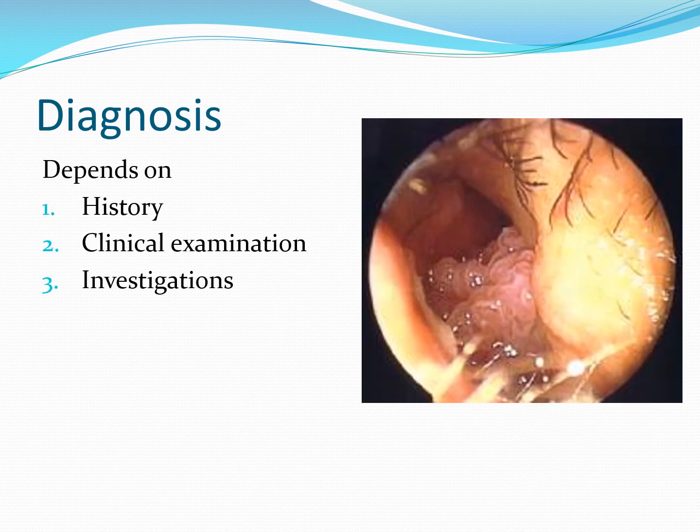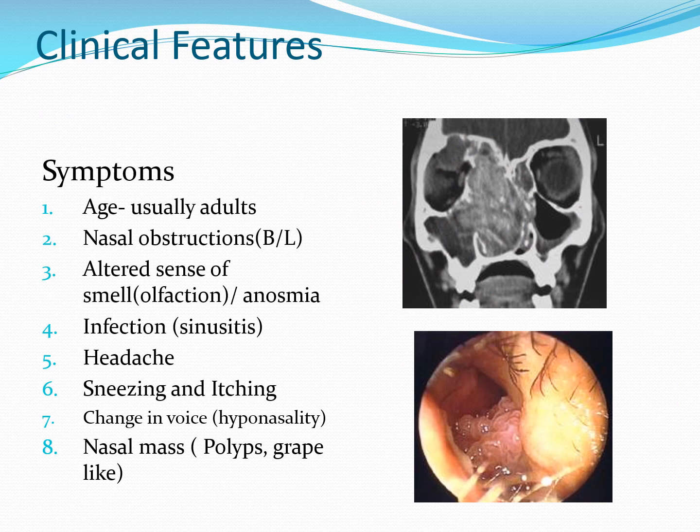So diagnosis is based on history, clinical examination and investigations. So in cases of ethmoidal polyps, there will be history of allergy, history of sneezing, itching and clear rhinorrhea. Their family history of allergy will be positive. Some patients might have asthma, that is indication of allergy. Some patients can give history of seasonal allergy, some patients can give history of perennial allergy. So it is usually seen in adults because allergy is more common in adults as compared to children.